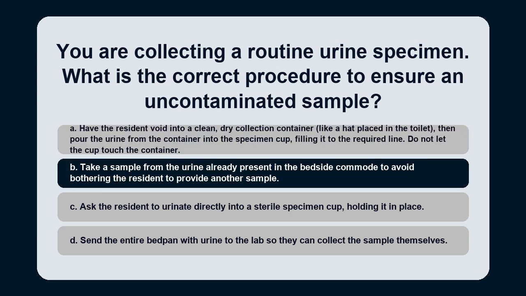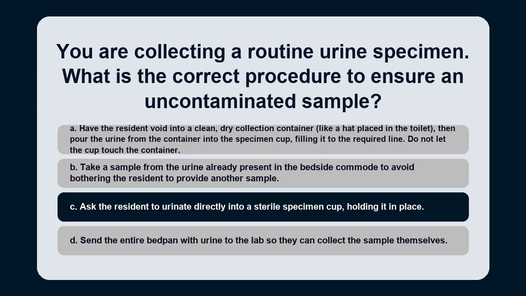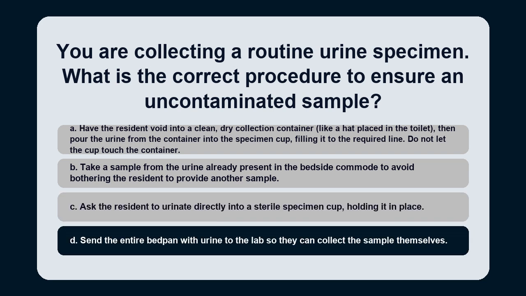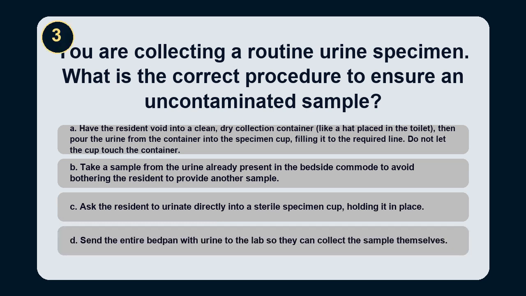Option B. Take a sample from the urine already present in the bedside commode to avoid bothering the resident to provide another sample. Option C. Ask the resident to urinate directly into a sterile specimen cup, holding it in place. Option D. Send the entire bedpan with urine to the lab so they can collect the sample themselves.